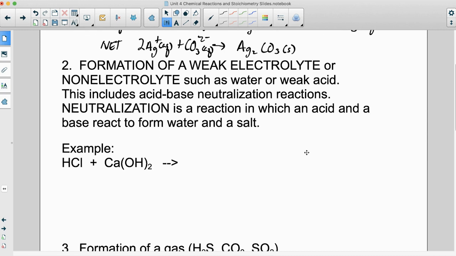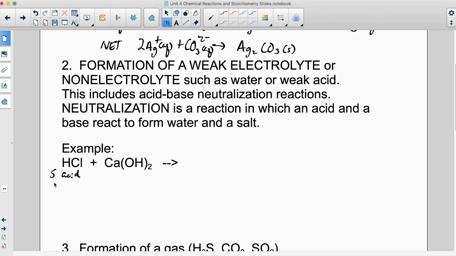The second type of double replacement reaction is when you form a weak electrolyte or a non-electrolyte. And probably the most common example of this is the formation of water. You could also form a weak acid. So this type of double replacement includes acid-base neutralization reactions, where an acid reacts with a base and forms water and a salt. So an example of this, here we have hydrochloric acid.